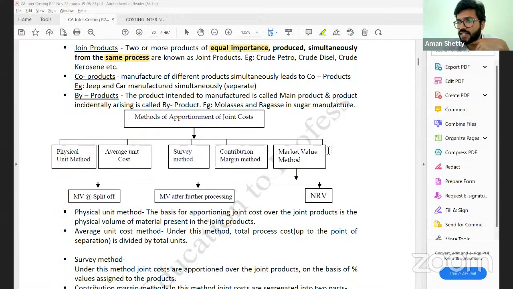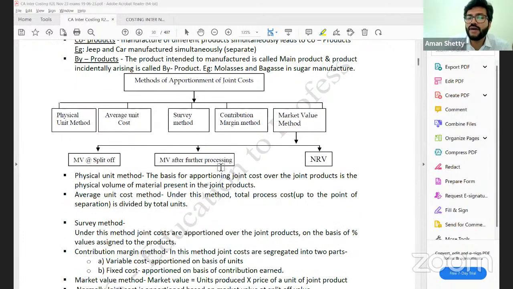Okay. Next one is market value method. Yes, for that you again have three different kinds. First one is your market value at split off, and this is the most commonly used market value method. Okay, market value at split off means what?